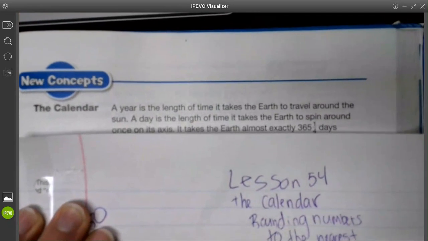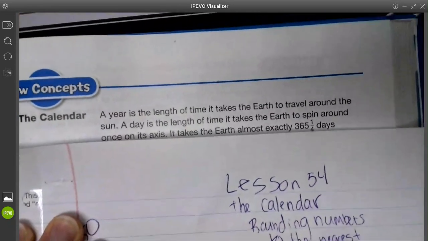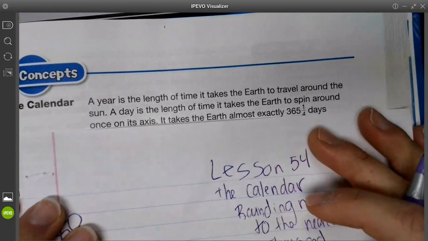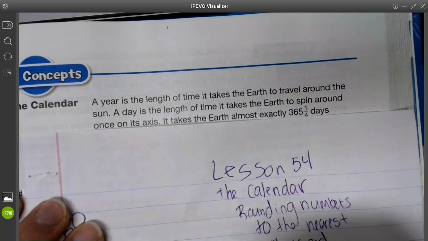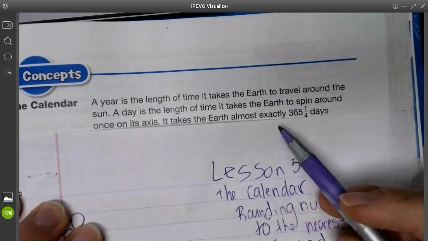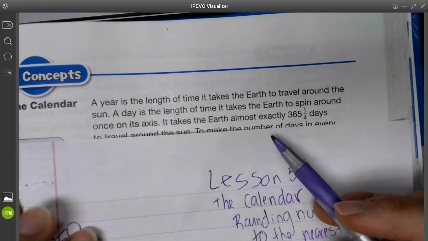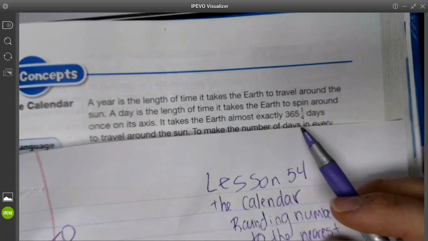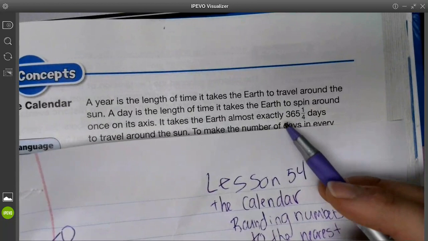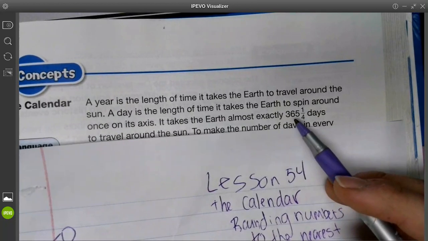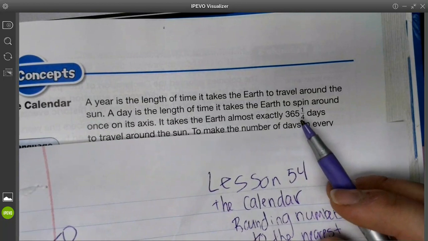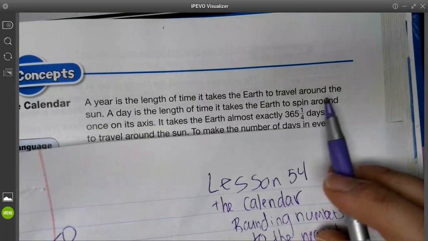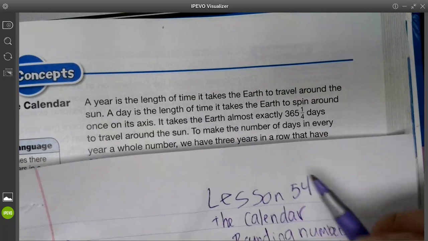All right, we're going to talk about a year first. A year is the length of time it takes the Earth to travel around the sun. A day is the length of time it takes the Earth to spin around once on its axis. It takes the Earth almost exactly 365 and 1/4 days to travel around the sun. That's interesting, right? Because a year is 365 days, except every 4 years is a leap year, and we have one extra day added. And this 1/4 is why we have that extra day.